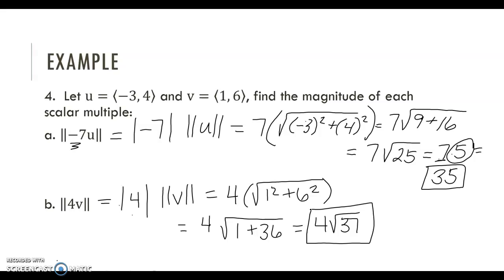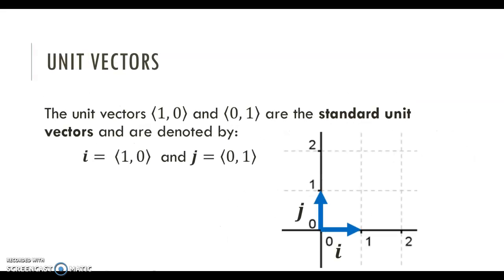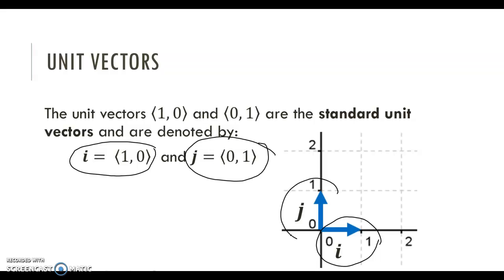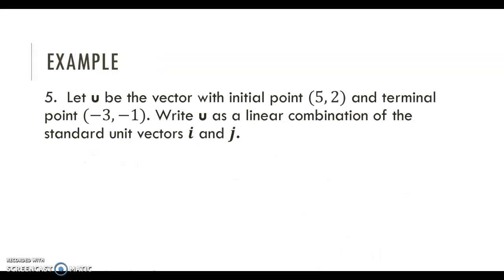And to kind of wrap up the vectors, we're going to look at one last thing, which are the unit vectors. The unit vectors 1, 0 and 0, 1 are the standard unit vectors that are denoted by i and j. So i is the unit vector 1, 0, which you can see over here in the picture, and j is the unit vector 0, 1, which you can see here in the picture. And these unit vectors are just other ways of representing vectors as opposed to using the component form.